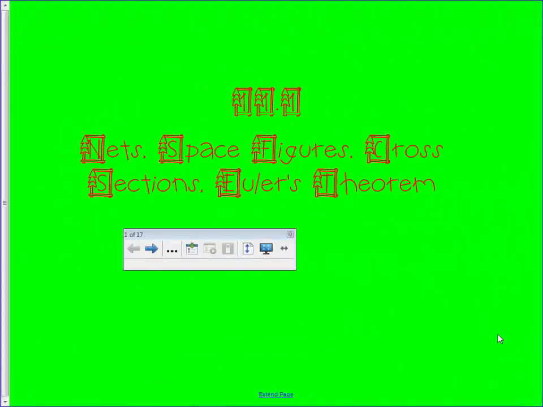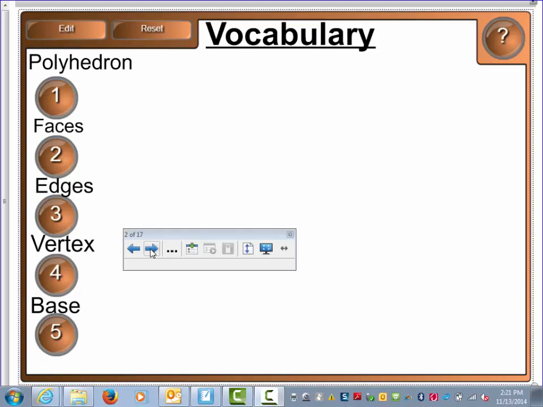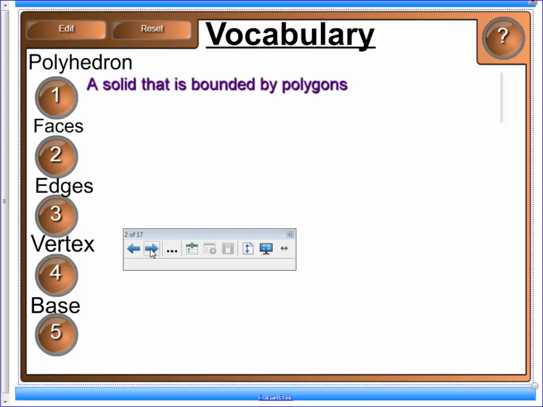Today we're going to start talking about three-dimensional figures, and section 11.1 was nets, space figures, cross-sections, and Euler's theorem. So let's start with some vocabulary. The first word is a polyhedron. It's very important because a polyhedron is a solid that's bounded by polygons.